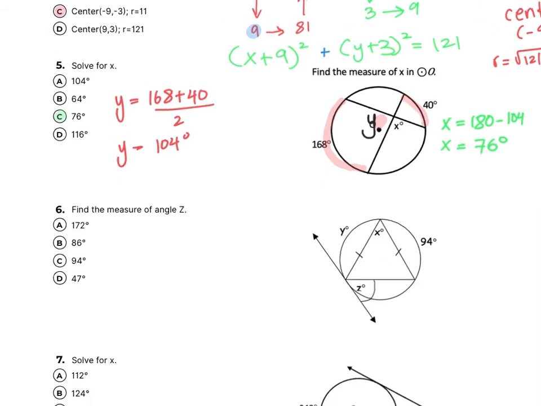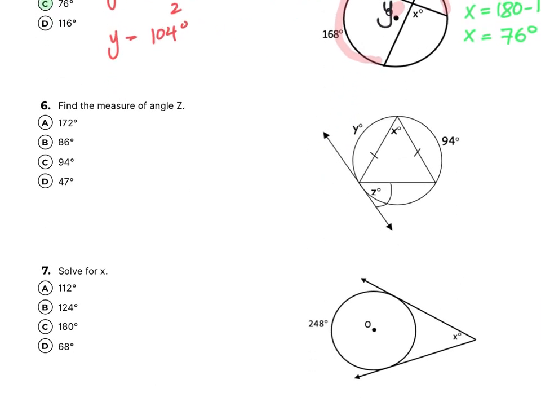Now let's move on to number 6. Now remember, there's a rule that tells me that congruent chords intercept congruent arcs. So then y is going to be 94. Then I need to find this arc. Keep in mind that the sum of arcs in a circle is going to be 360. So to find the green arc, I can do 360 minus 94 minus 94, and that would give me 172 degrees. So that's the green arc.